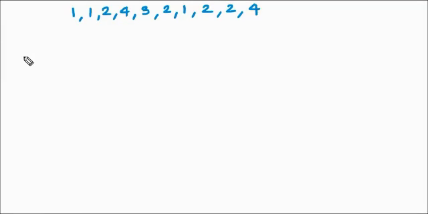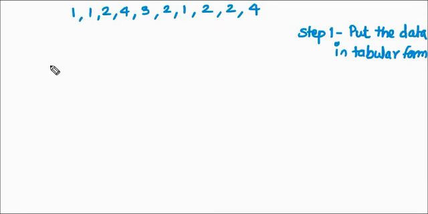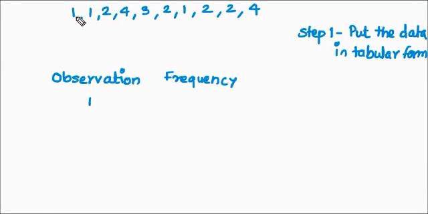To find the mode, step 1 is to put the data in tabular form. So we will have two columns, mainly the observation column and how many times the observation occurs in the data, which is called as frequency. So here let's say observation 1, how many times is it occurring? 1, 2 and 3 times. So frequency is 3.